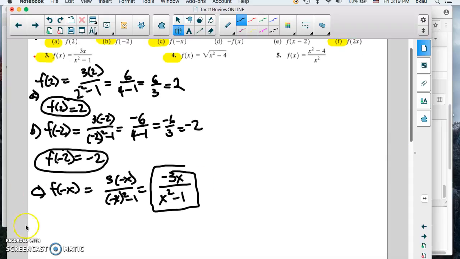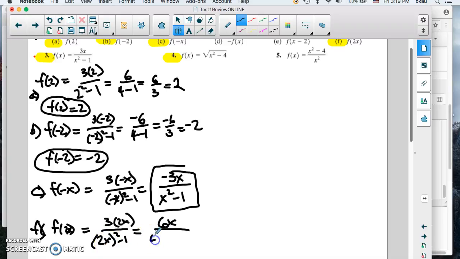And in part F here, we want to find out the value of f of 2x. So we're going to put 2x in there. So 3 times 2x instead of 3 times x over 2x squared minus 1. So we're going to get 6x on the top when you go 3 times 2x. 2x times 2x is going to be 4x squared, because you got 2 times 2 and x times x. So this is our solution: 6x over 4x squared. We can't divide. That's as simplified as we get for f of 2x.